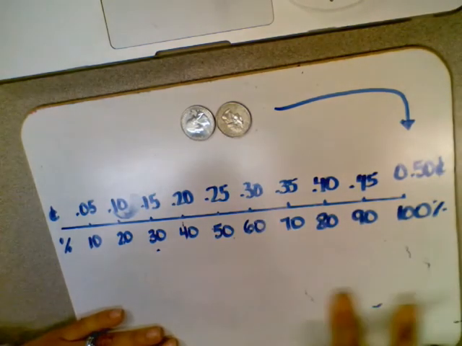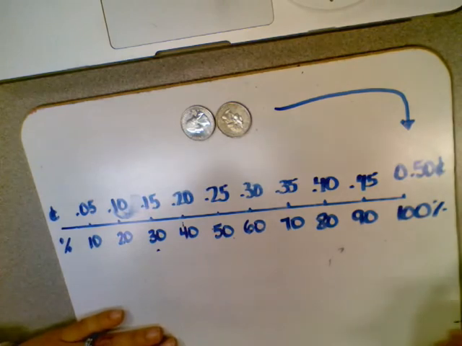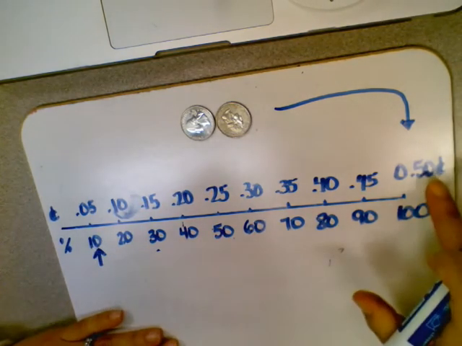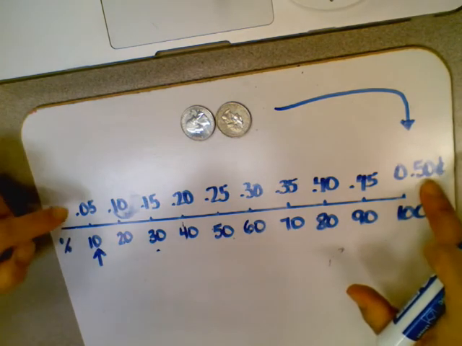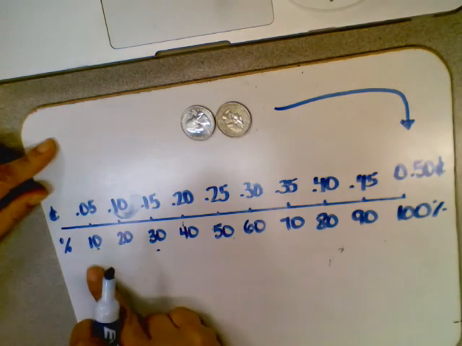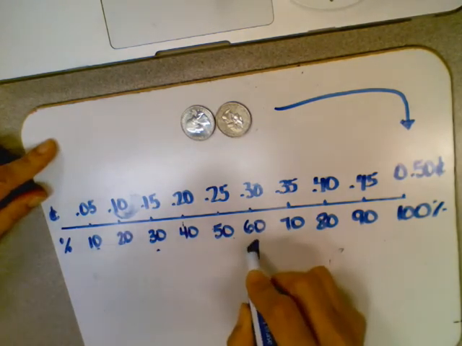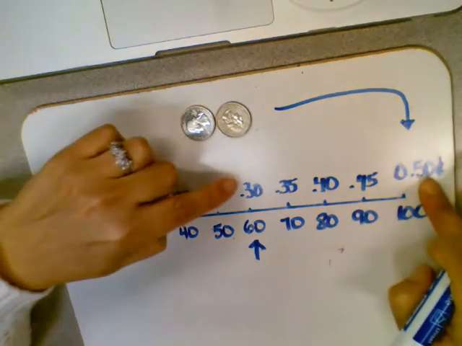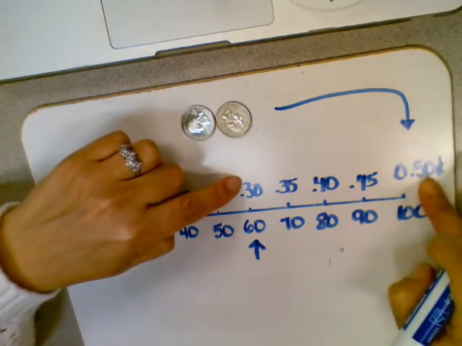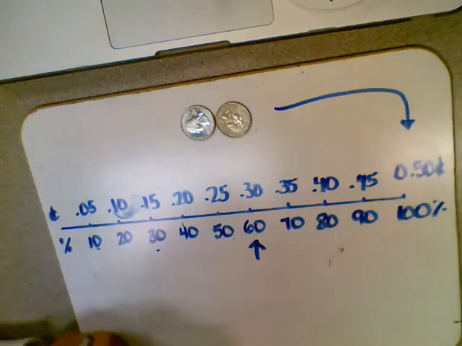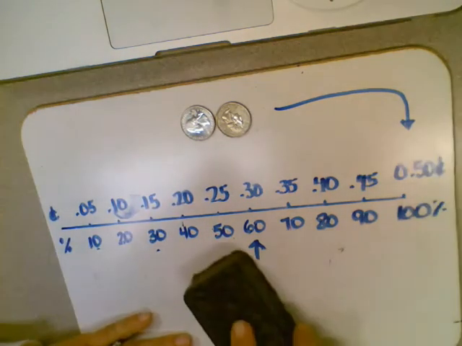So now if my teacher asks me, okay, what is 10% of 50 cents? I can answer her by saying it is 5 cents. If my teacher asks me what is 60% of my whole, which is 50 cents, I can answer her and say it's 30 cents. And that's how we use percent rulers.